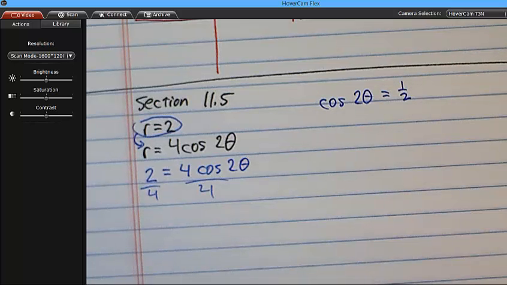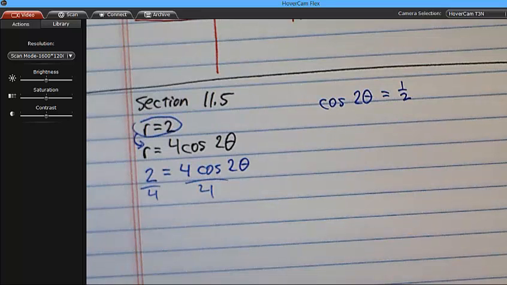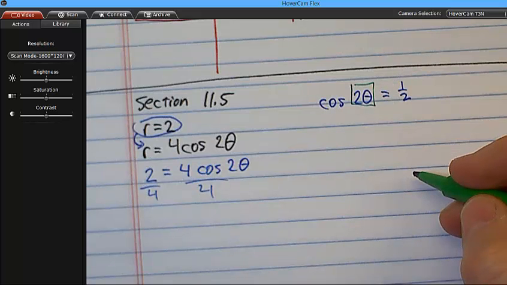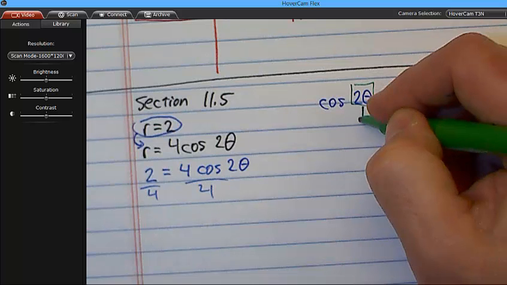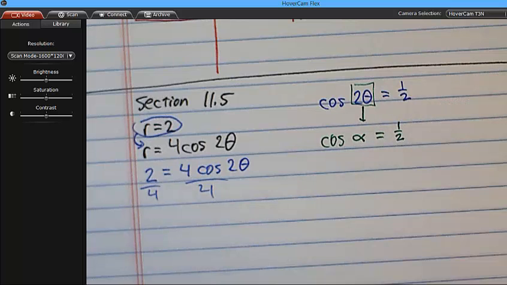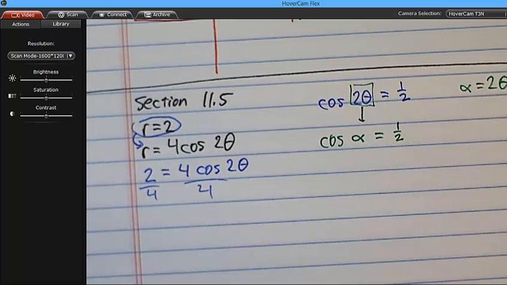Right? Now, here we go. The cosine of 2 theta equals 1/2. This is where last time I remember we would replace the 2 theta with some other variable, right? So I might instead say, how about we say cosine of alpha is 1/2? Okay? So again, what I'm doing is I'm letting alpha be my 2 theta. And now I'm going to figure out, well, what could alpha be?